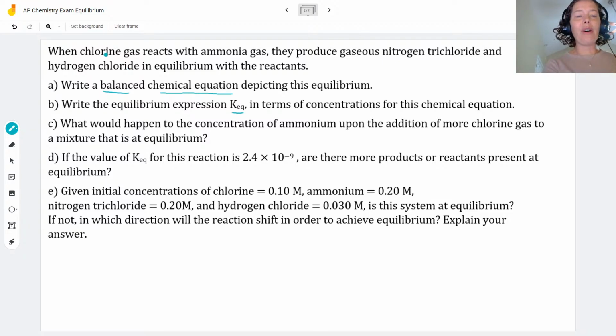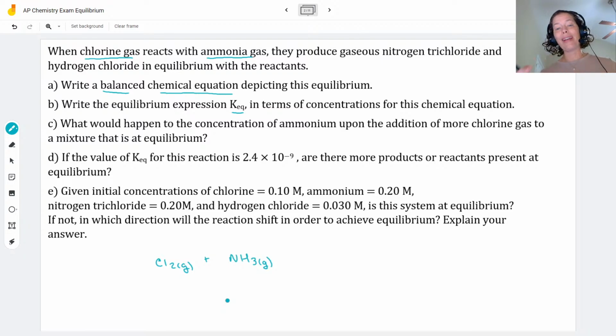Okay, so we have chlorine gas reacting with ammonia gas. Chlorine, remember, is one of your diatomics, so it's Cl2. And this is reacting with ammonia gas. Now, ammonia is a common name, but if you have memorized your polyatomic ions and you know ammonium, ammonia is the neutral, the conjugate base of ammonium. It is NH3. Okay, so those are our reactants.